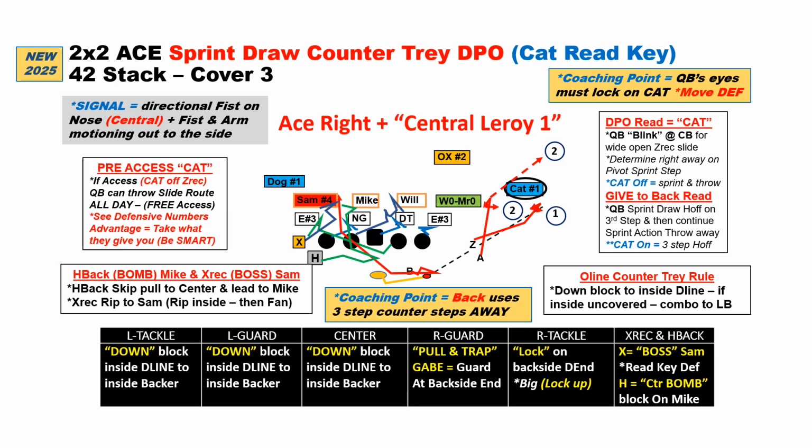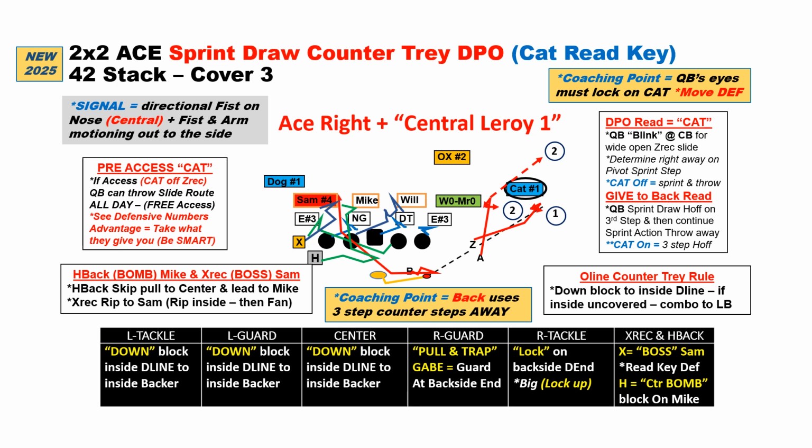Last, we can run our counter back to the tight stack by using our sprint draw counter trey draw pass option. Back's going to take 3 quick steps as if he's doing his bones block. Quarterback will pivot, take 3 steps on his sprint out, and then hand back to the running back on his dart action to the counter.